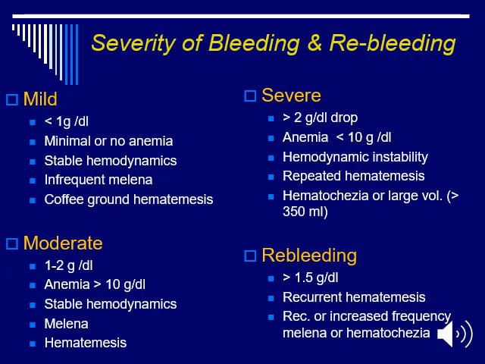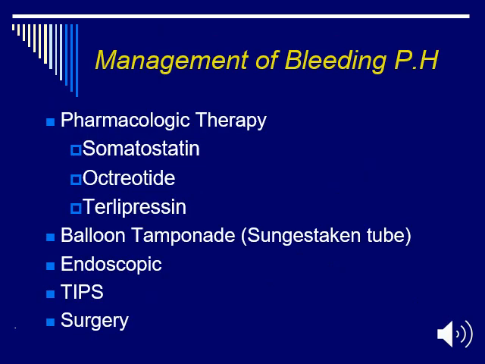You can also know the severity of the bleeding by measuring the hemoglobin, whether there is anemia or not, whether the patient is hemodynamically stable or not, whether they have infrequent bleeding or coffee ground hematemesis. It will be mild, but if they have a hemoglobin drop of more than 2, anemia less than 10, hemodynamic instability, repeated hematemesis, or even a large volume of bleeding causing hematochezia, this is called severe. So you can know by the clinical presentation of the patient whether he is mild or severe, and then we will manage.